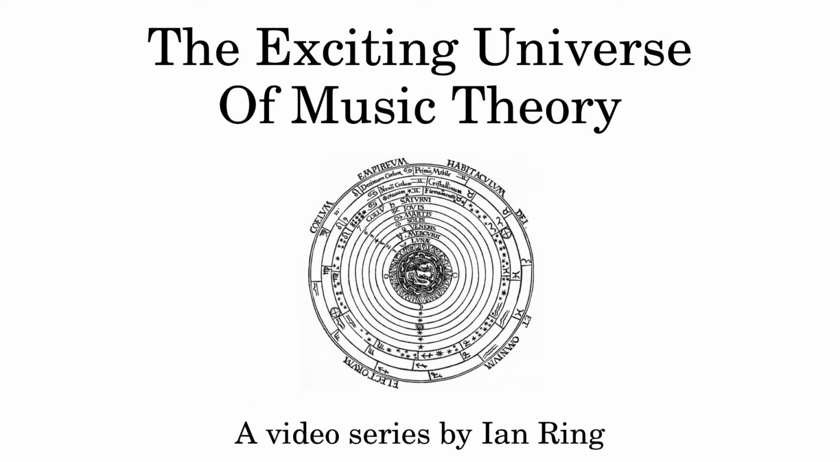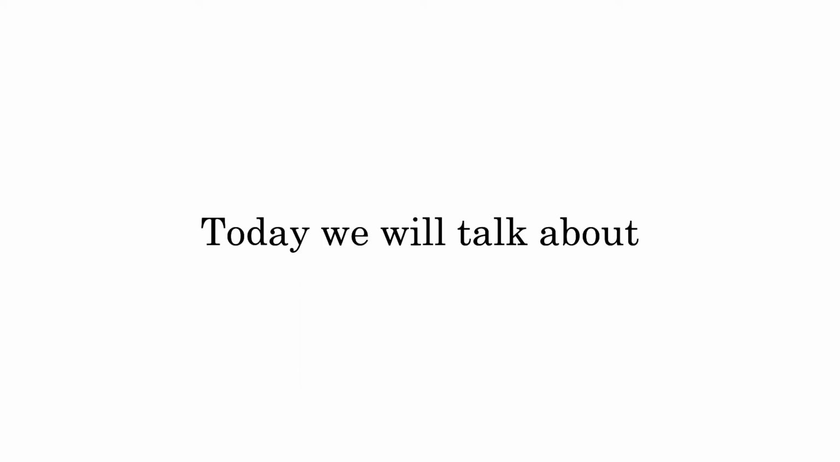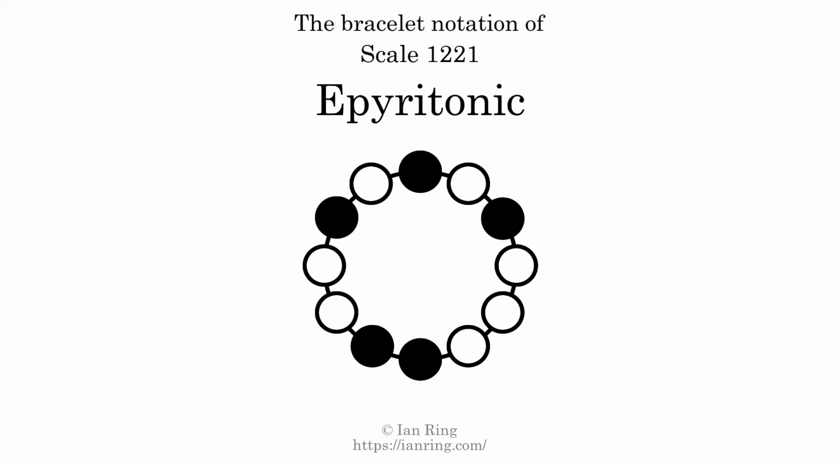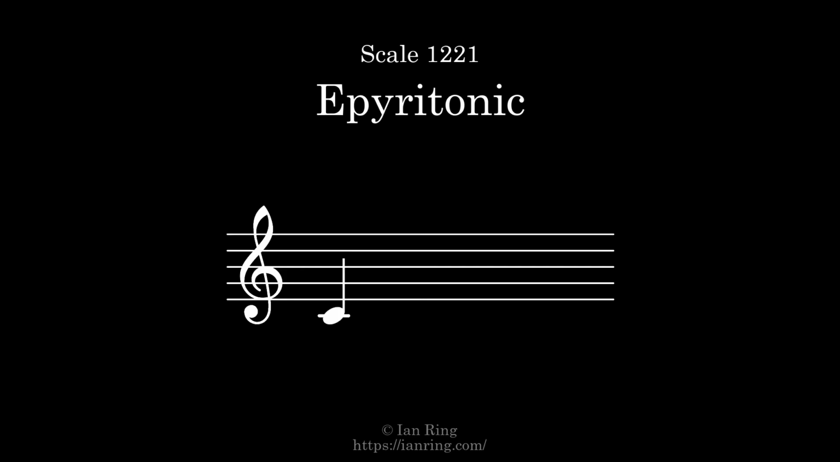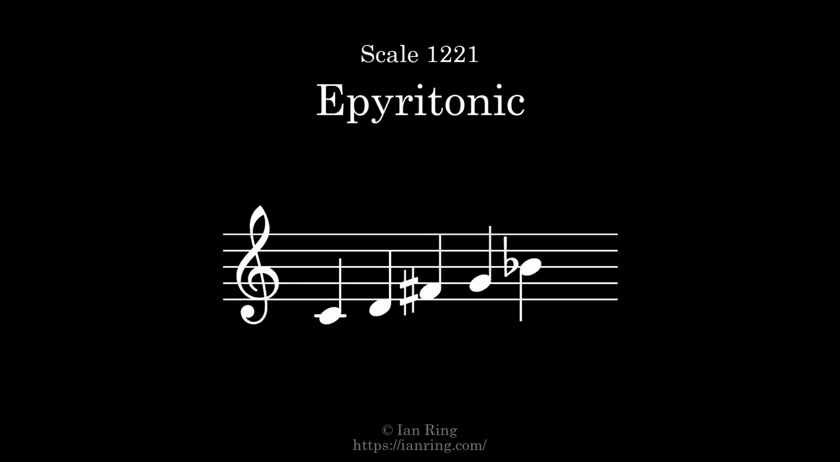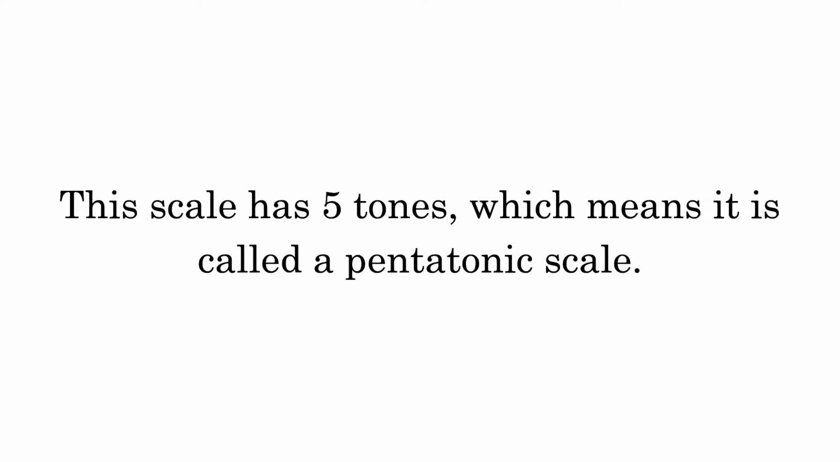Welcome to the exciting universe of music theory. Are you ready to learn? Then let's begin. Today we will talk about Scale 1221, Epyritonic, which sounds like this. This scale has 5 tones, which means it is called a pentatonic scale.